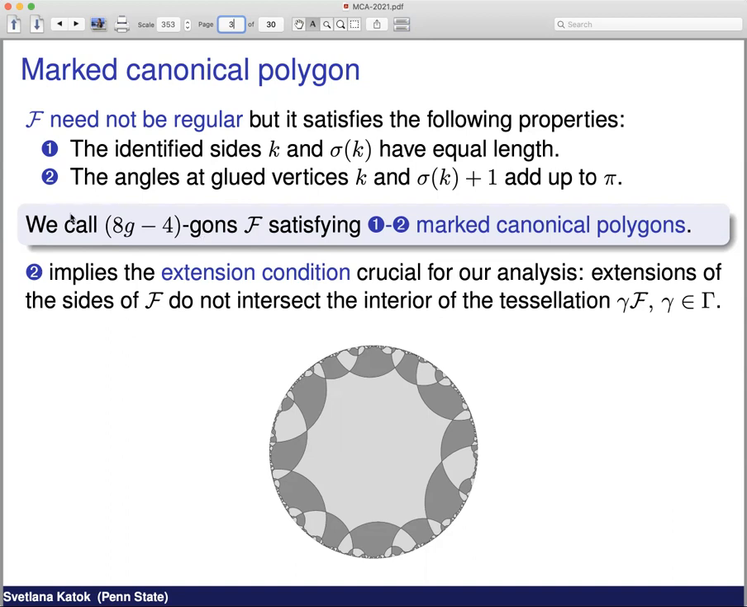In particular, the second property implies the so-called extension condition, which is crucial for us. And this extension simply means that if you extend the sides of the polygon, they do not intersect the interiors of the tessellation, just like in this picture.